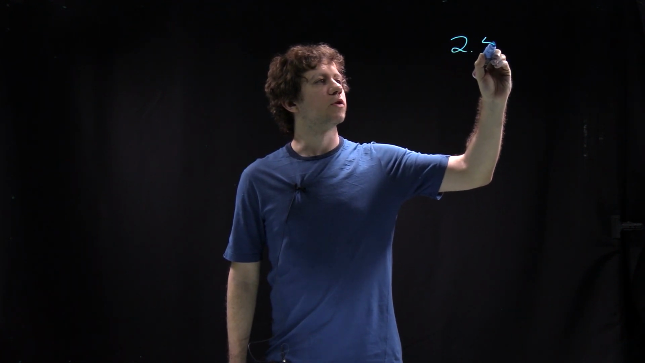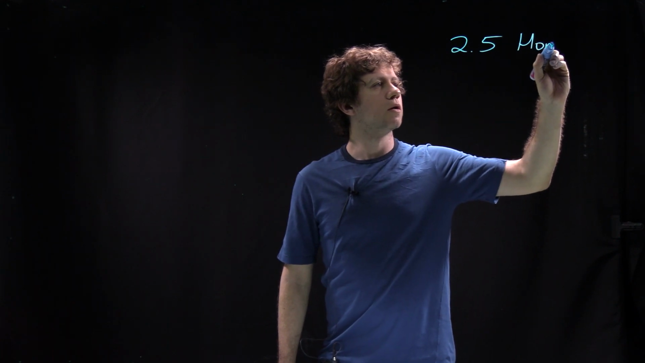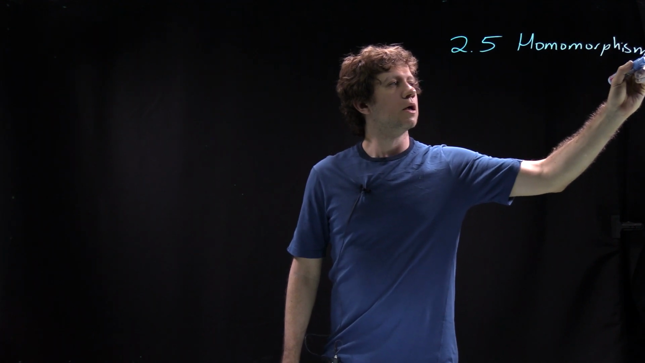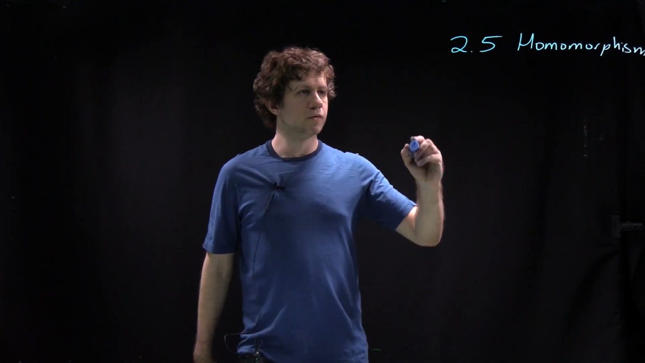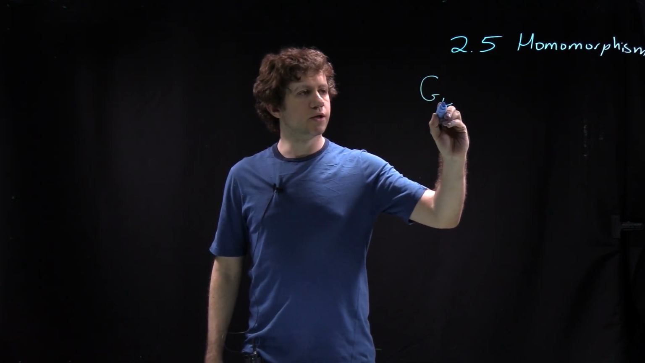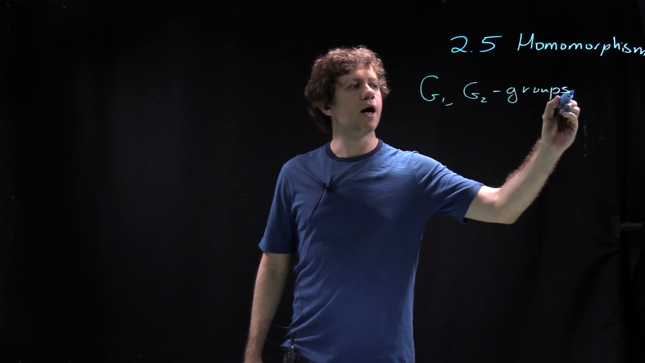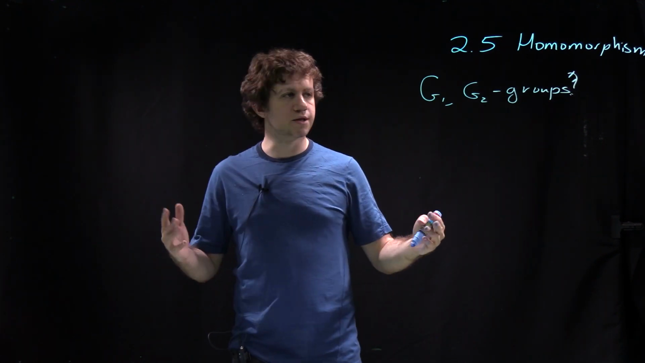This lecture is about some very general ideas related to group theory. So that's part 2.5, and I want to talk about homomorphisms. So let's suppose you have two groups, G1 and G2 are groups. And the question is, how are they related?